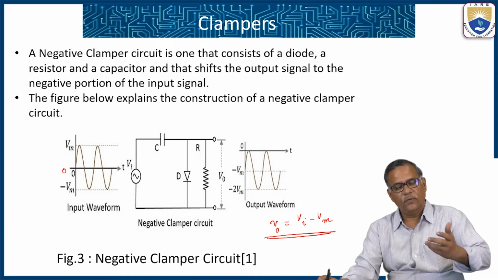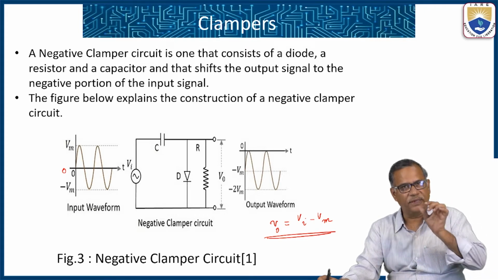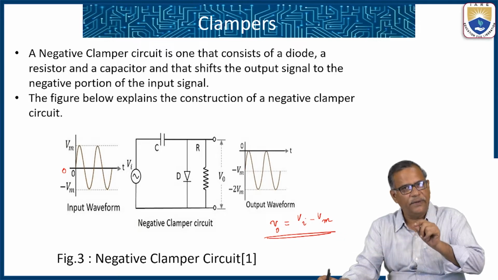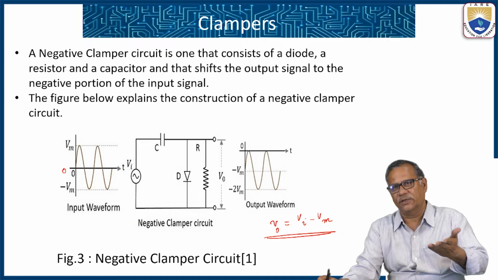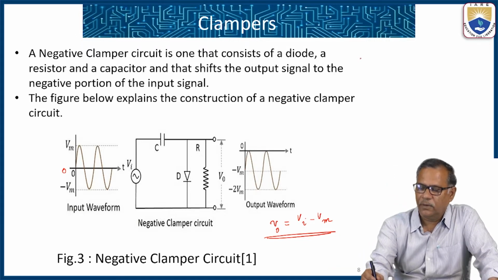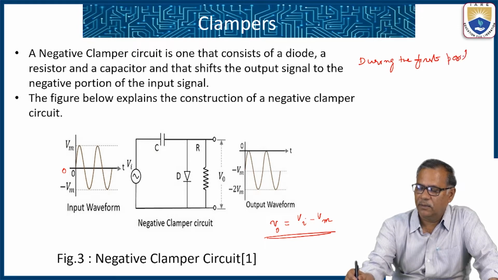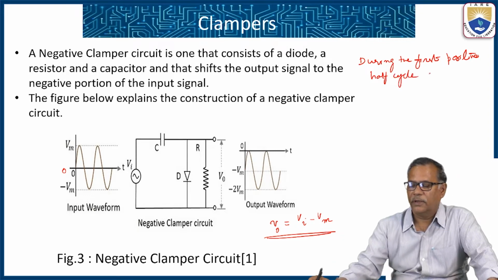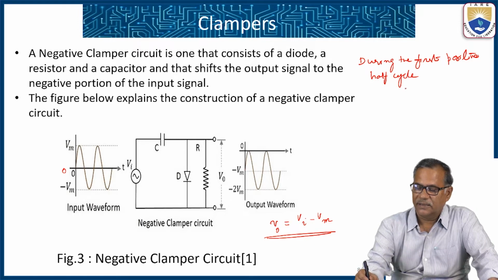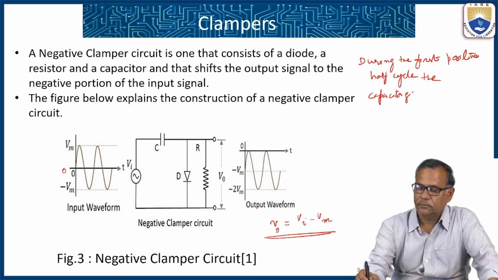So when the voltage is positive, during the first positive half cycle, the diode D is in forward bias and the capacitor gets charged to Vm.